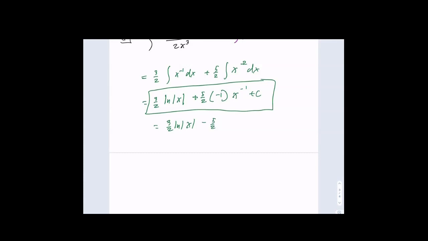Yeah, I could put over 2x. I'm just going to leave it as negative 1. If you want to write it as 5 over 2x, you can do that as well.